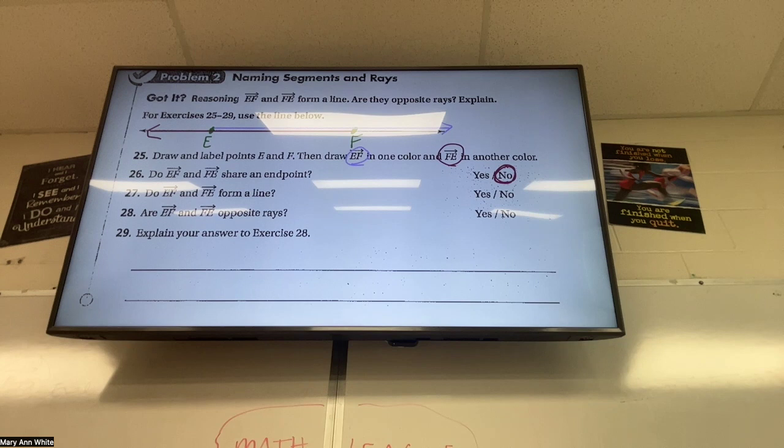Do they form a line? Yeah, they do. Are they opposite rays? Yeah. Ooh. Go back to your definition. What do we need for opposite rays? Same endpoint. They do not have the same endpoint, so we're going to say no. And when it says explain your answer, we're going to say no because, and I use B/C to represent because, I am too lazy to write it all the way out, because they do not share an endpoint.